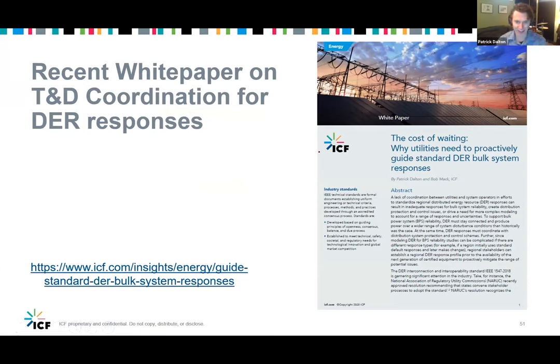I'd like to mention that a colleague and I wrote a recent white paper on this. It was just published last week, about why utilities need to proactively engage with guiding DER bulk system responses, and we point to some of the efforts that have occurred in MISO, PJM, and New England ISO to start to standardize DER responses. I'll show a couple of figures from this white paper in the coming slides, but I wanted to let folks know that this is available. It's publicly available. You can search for the title or use the links on the page if you're looking for more information on this need for coordination and the potential tension between transmission and distribution.